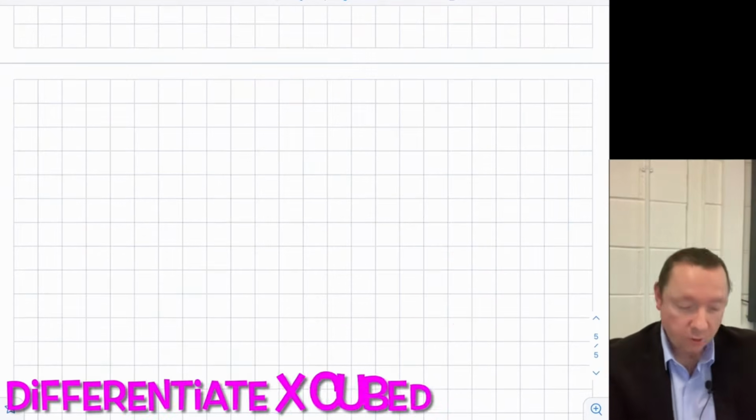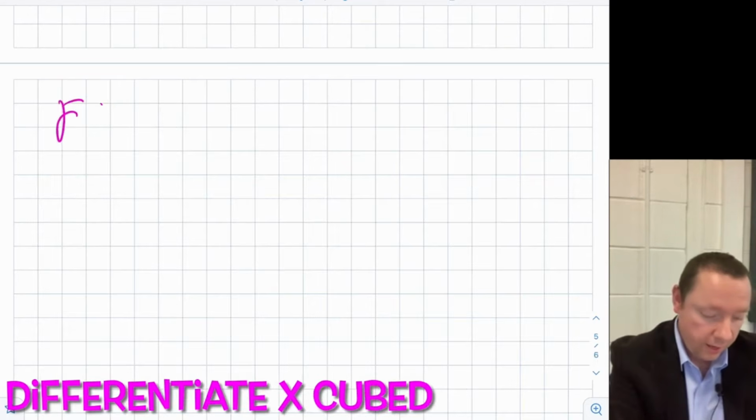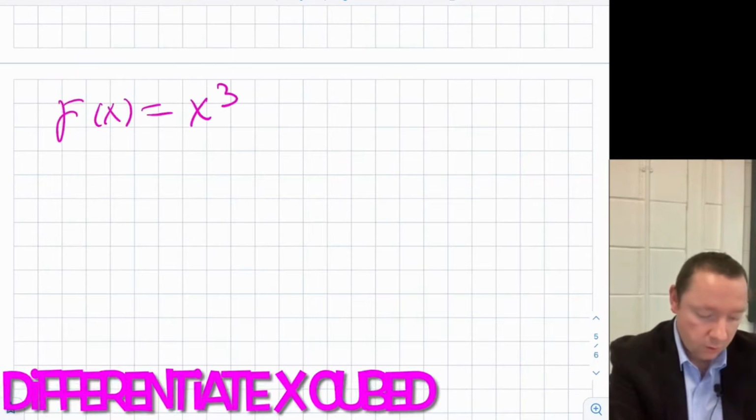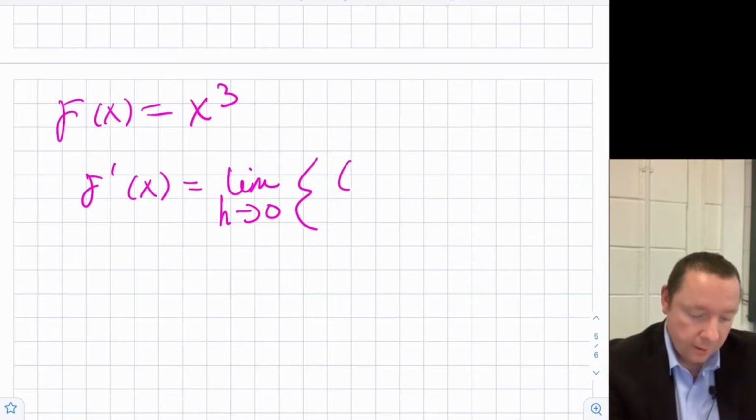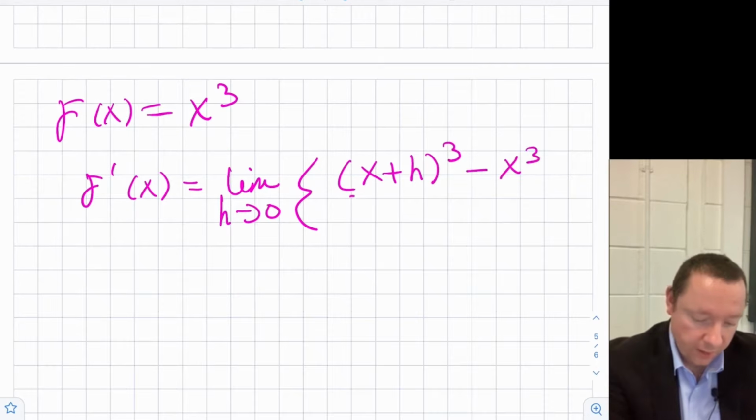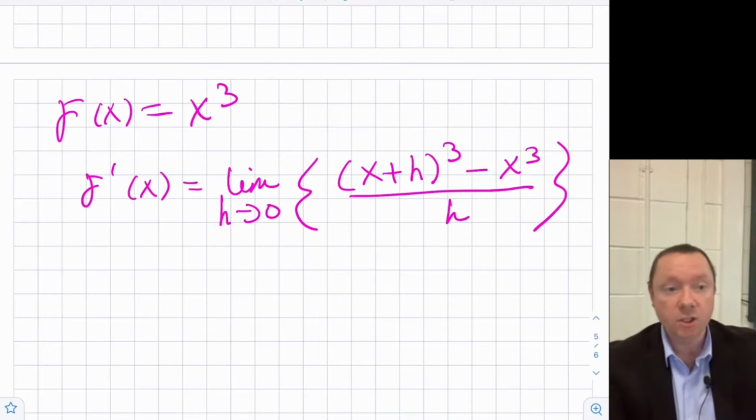Now we can expand that to any function we want. Let's say we had f of x equal to x cubed. Then f dash x would be the limit as h goes to 0 of f of x plus h, so x plus h cubed, minus x cubed, f of x, all over h. Now you can take your time and expand x plus h cubed if you want, or if you know the binomial theorem or something else to expand it quick, you can.